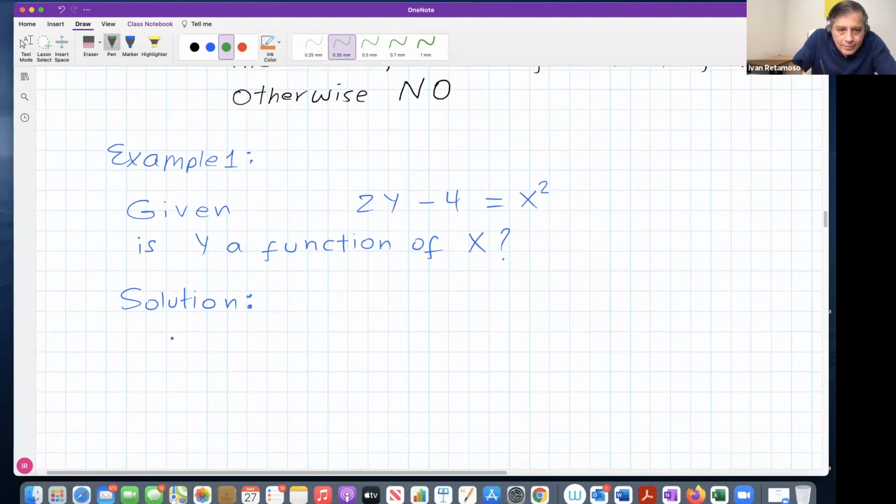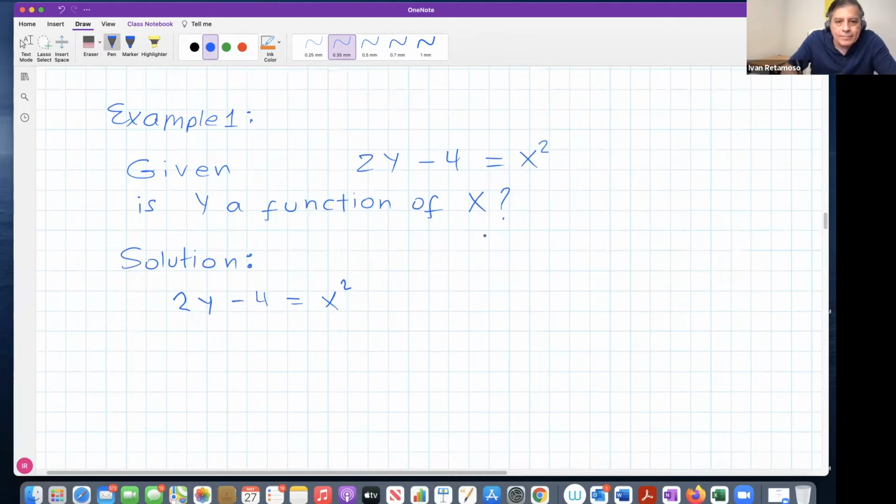Okay, so we start by rewriting this as 2y minus 4 equal x squared. In order to isolate y, I'm going to do the opposite of what this minus 4 is doing, which is plus 4, right? Very good. Someone suggested this on the chat. Excellent, Alan. We are going there. So we start the isolation: 2y equal x squared plus 4.